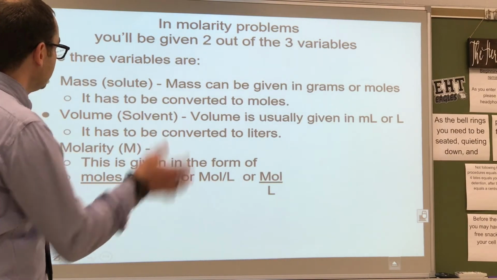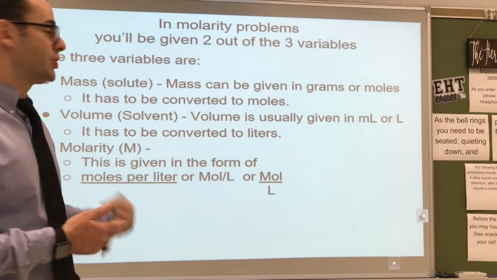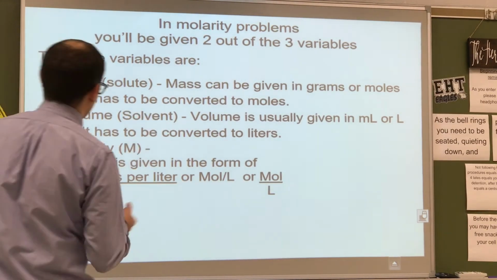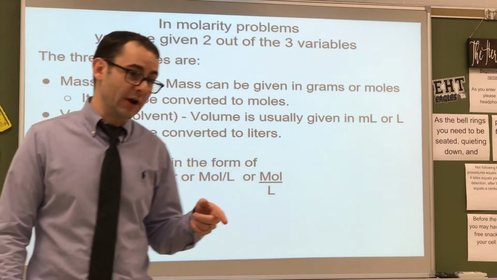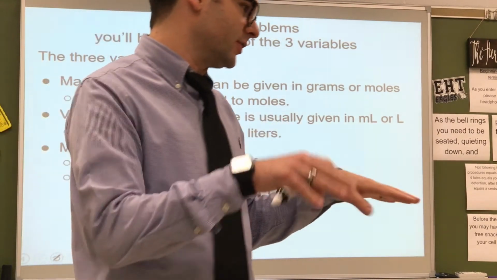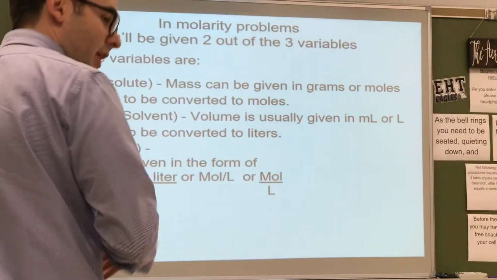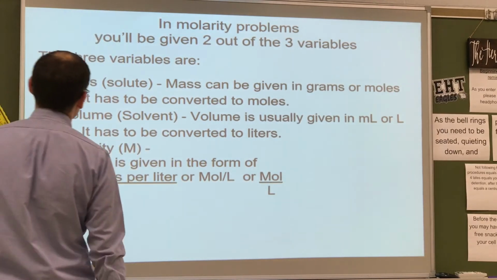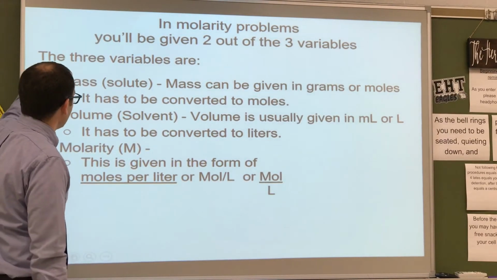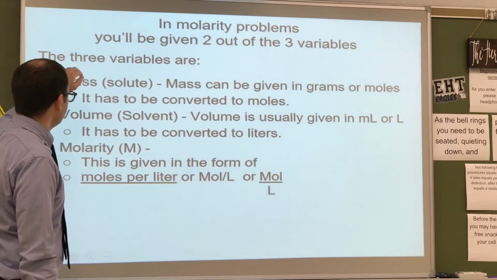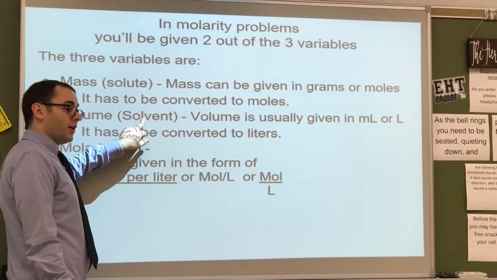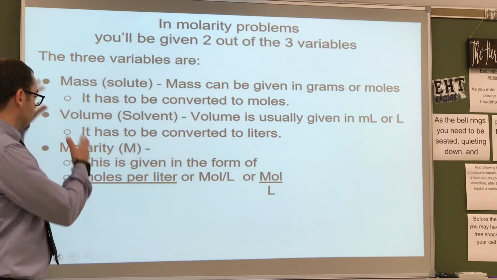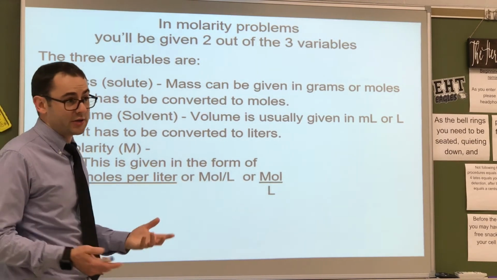Okay, so in molarity problems, you'll be given 2 out of the 3 variables. Here are the 3 variables. All right, so you have that packet open, right? We're still on that one sheet, though. Take a look at that one sheet. This is on there. I see that packet open. All right. The 3 variables are the mass, which is your solute, the volume, which is your solvent, and then molarity, which is both of those. It's the ratio of the 2 of them.